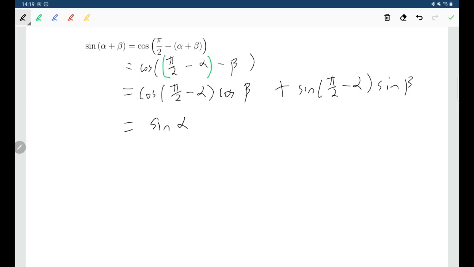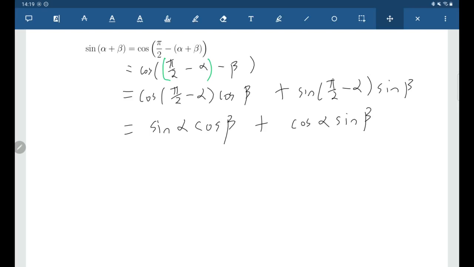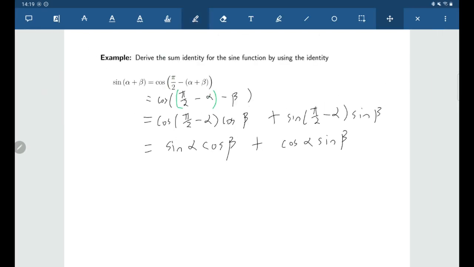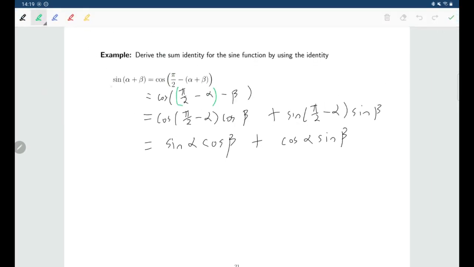So cosine of pi over 2 minus alpha is the same thing as sine of alpha by the complementary angle theorem. And same thing with the next term, we've got sine of 90 minus alpha. That's the same thing as cosine of alpha, again using the complementary angle theorem. And if you were to go back a page, you could see that yes, we have indeed shown that sine of alpha plus beta is equal to this. This is our identity, the sum identity for the sine function.